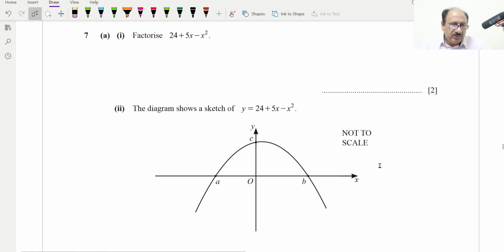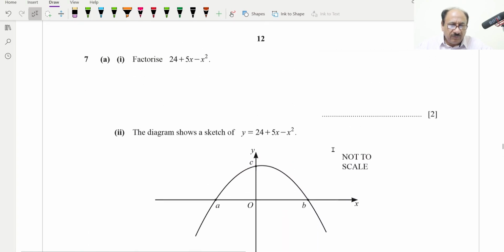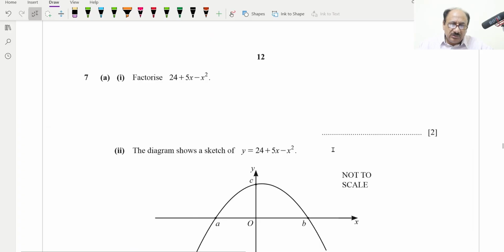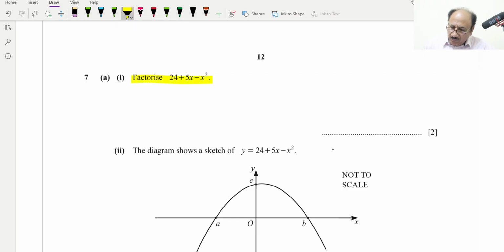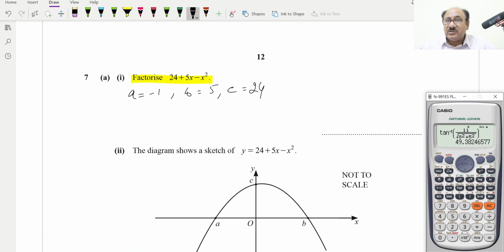Next is the easier algebra portion. If you have done practice well, then this is nothing for you. So this is factorization. We have to factorize this, and for factorization we know A is the coefficient of x squared, which is -1, B is the coefficient of x, and C is 24. We can use the calculator, and factorization I'll be separately explaining in a very nice video.